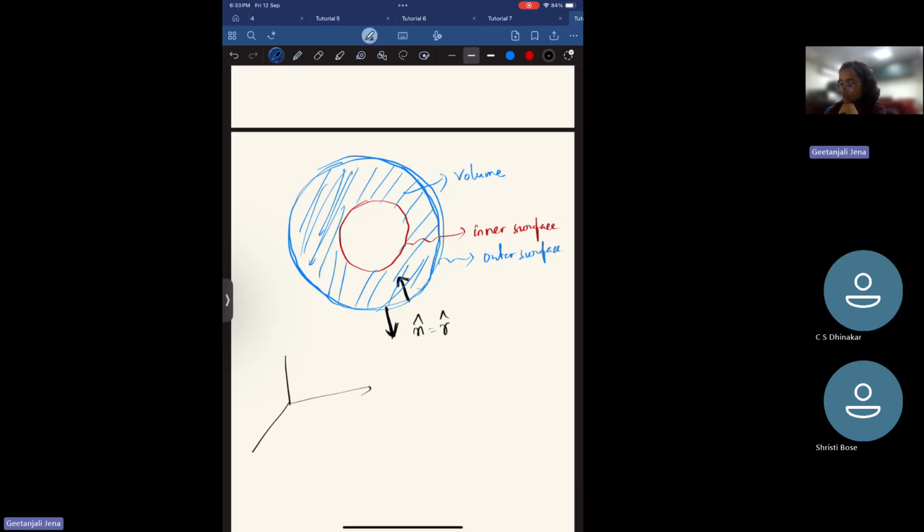This is the r cap direction for the spherical coordinates. If you recall r, theta, phi: this is the positive r cap direction, this is the positive theta cap direction, and this is the positive phi cap direction. And for the inner surface, what will be the normal now? It should be like this, not like this, because that is pointing towards the volume, so it can't be normal to the surface. That is why we have taken n cap as minus r cap.